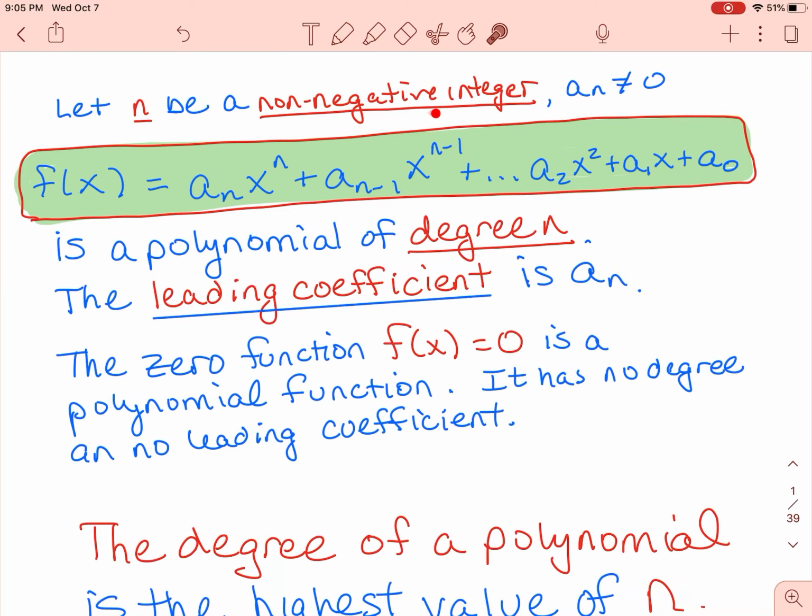So n on a polynomial has to be a non-negative integer. n can't be a fraction, it can't be negative, it's got to be a non-negative integer. It can be 0 though, so it's got to be a non-negative integer.